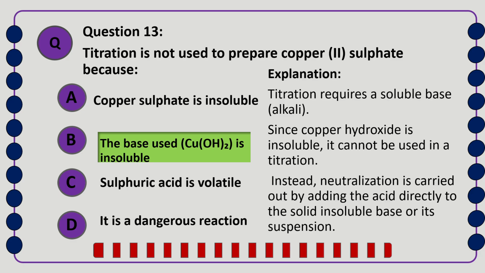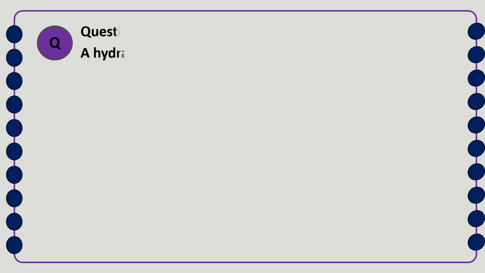So let us take the explanation. Titration requires a soluble base. Since copper hydroxide is insoluble, it cannot be used in titration. Students, if I replace copper hydroxide with copper oxide, the same explanation goes. Instead, neutralization is carried out by adding acid directly to the solid insoluble base or its suspension. I hope the concept is clear. Let's proceed with question number 14.